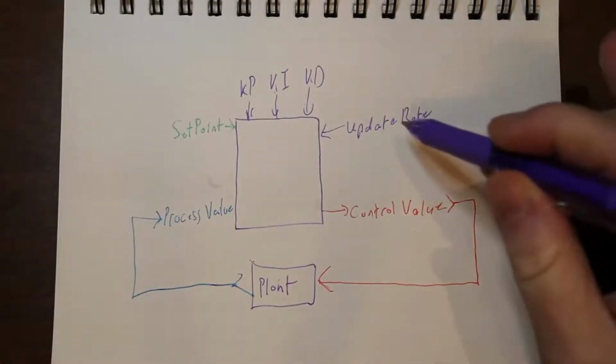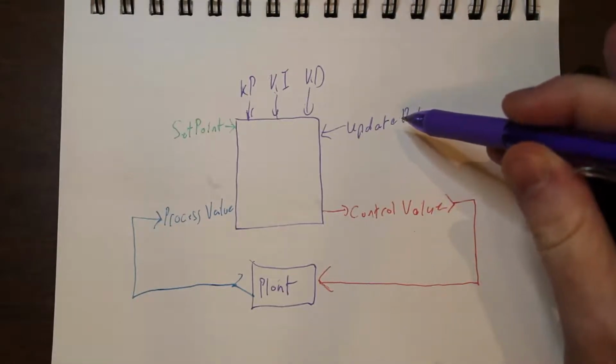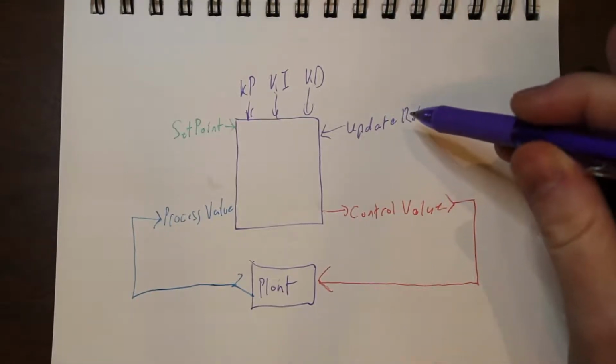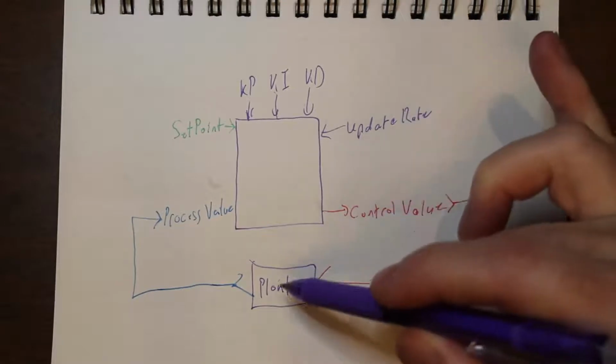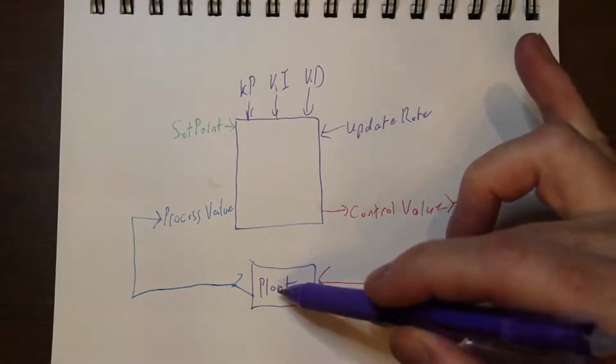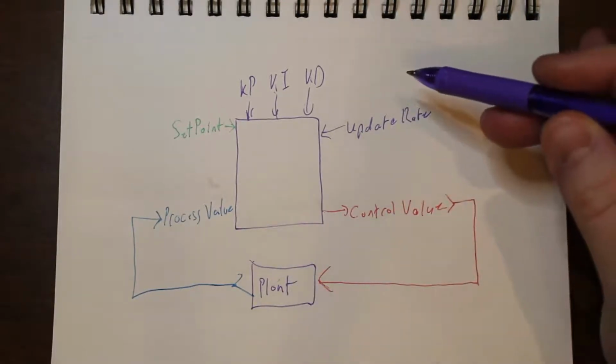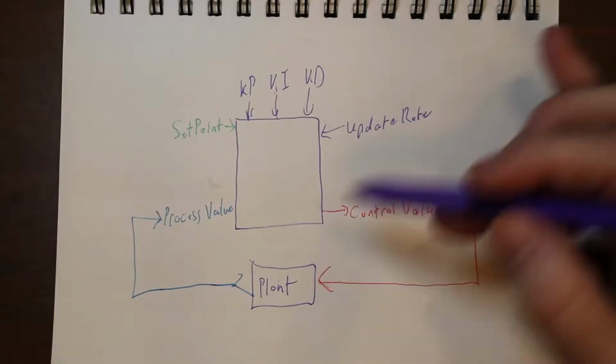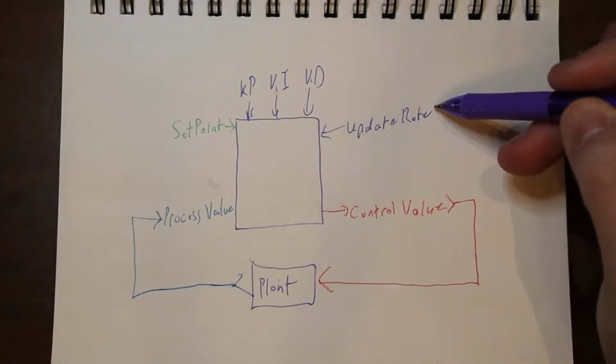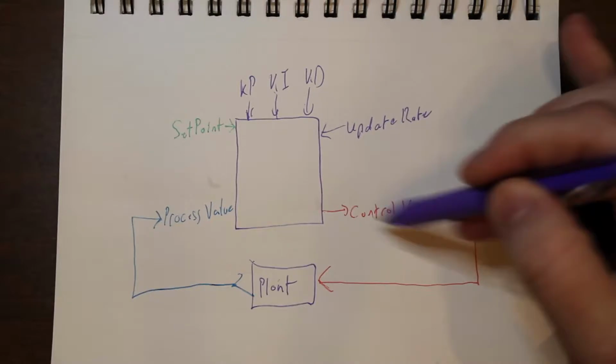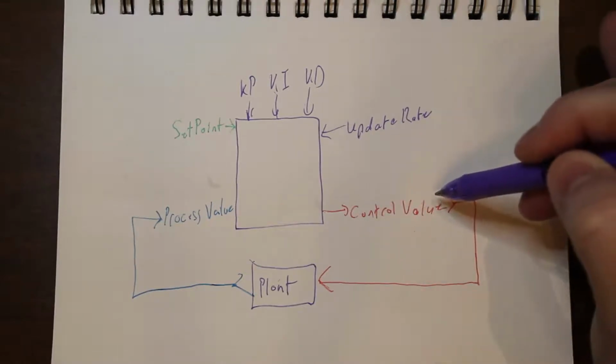The reason this is a term is because the update rate is also very, very intimately tied with what it is you're controlling. If you're controlling a position of something that's fast moving, then you're going to need to update these values and make changes to the control value frequently.